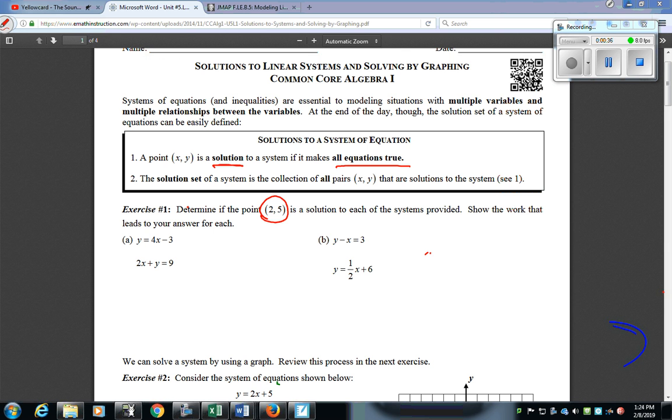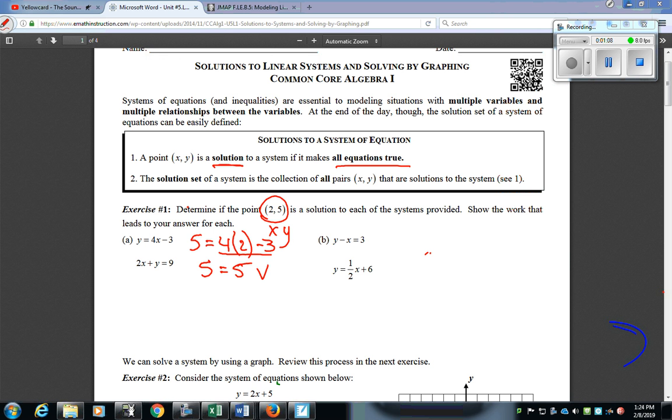a solution. So really all you have to do is make sure you plug in 2 for x and 5 for y. So in this first equation, you have to do it in both. You get 5 equals 4 parentheses 2 minus 3. And then you would take the calculator and type each side of the equation in. You can't type it all in together, like we've talked about before. But in this case, 4 times 2 minus 3 is 5. So that is true. That checks.